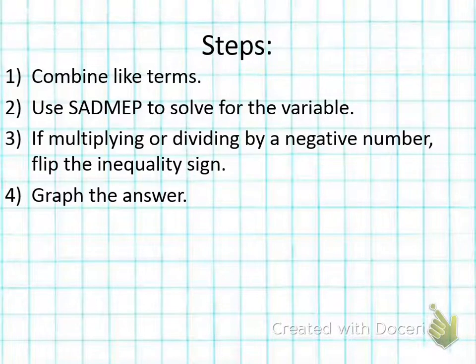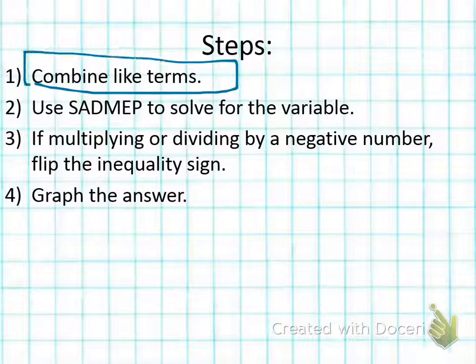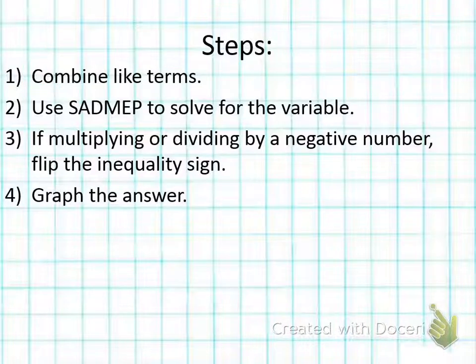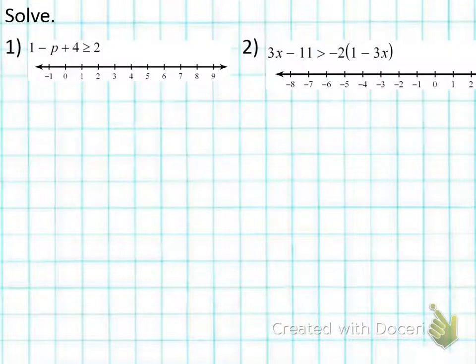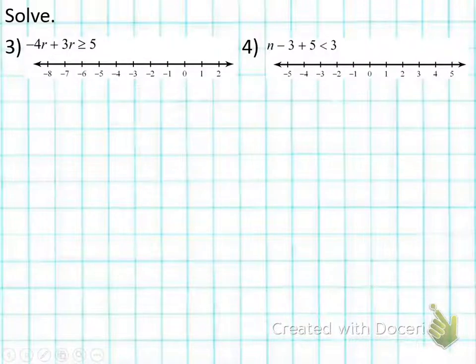So here are steps from yesterday. The only thing we're adding from the last lesson is the first step right here. Okay, so combine like terms, and we've done this before. So here we go. Watch me do numbers 1 and 2. And we'll get going. Number 1, 1 minus p plus 4 is greater than or equal to 2. So I'm going to rewrite it underneath, so I have a little space here.